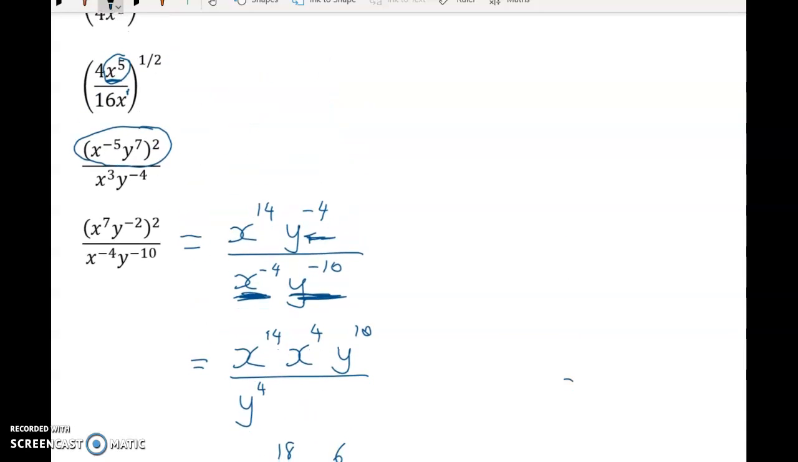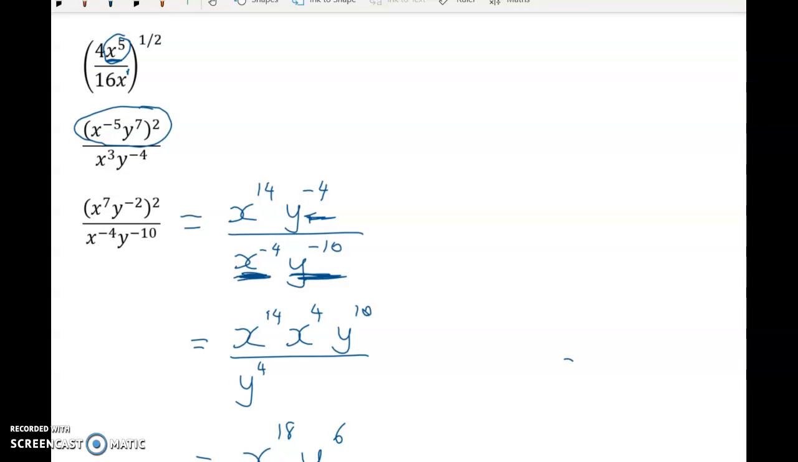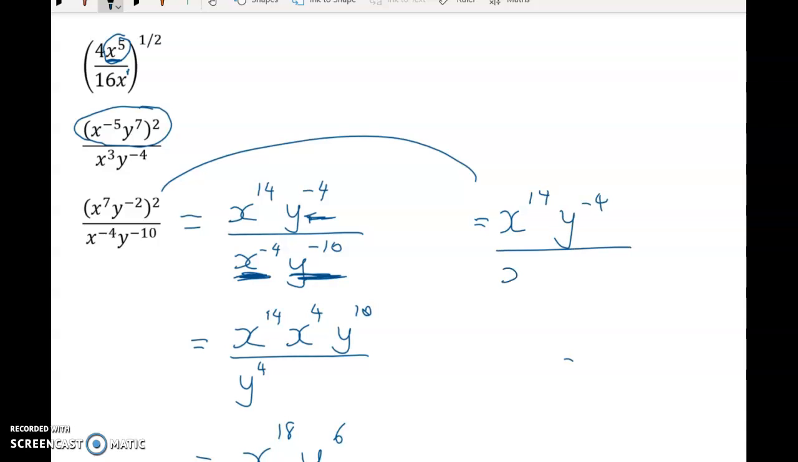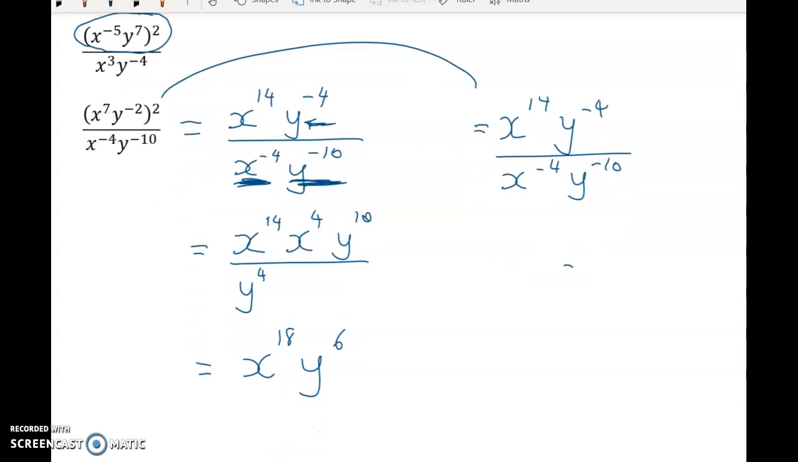Now the other way we could do it, again one more time, is that we could do our first step the same. So x to the power of 14, y to the power of negative 4, over x to the negative 4, y to the negative 10. Right, let's do our Year 9 subtracting the powers thing. So x to the 14 minus negative 4 times y to the negative 4 minus negative 10. That gives me x to the power of 18, y to the power of 6.